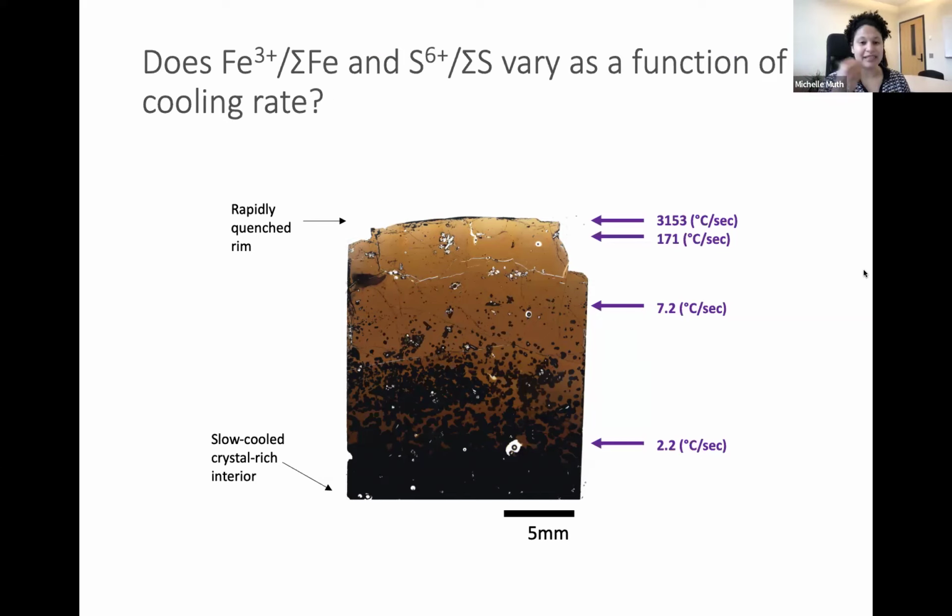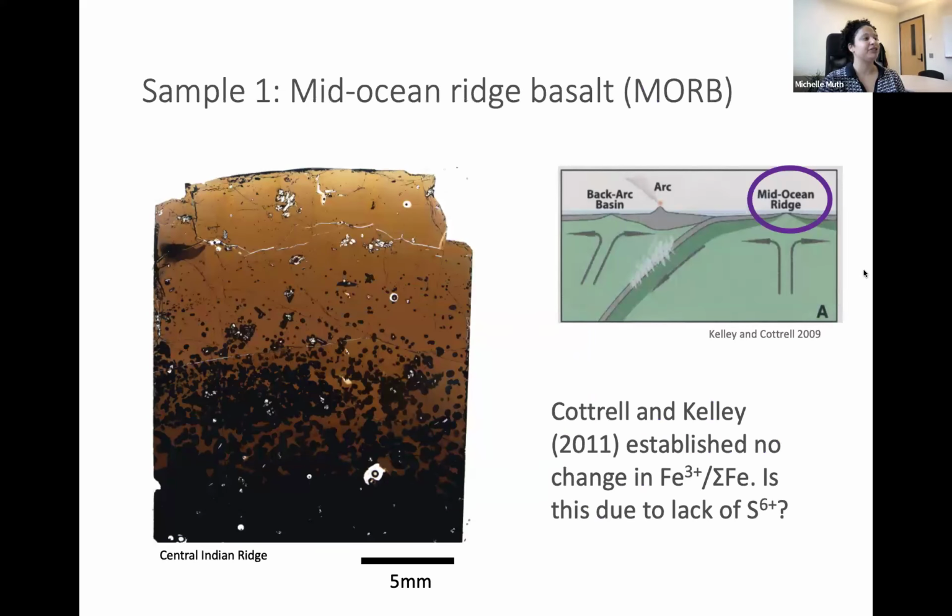And so again, with this sample, we can say, does iron and sulfur valence state vary as a function of cooling rate in the sample? In other words, would we expect a change in iron and sulfur valence state as we grade down this pillow basalt transect? So that's our challenge here. And we're going to use two samples to answer this question. One is a pillow basalt from a mid-ocean ridge. Again, these are kind of vanilla baseline style of volcanism.